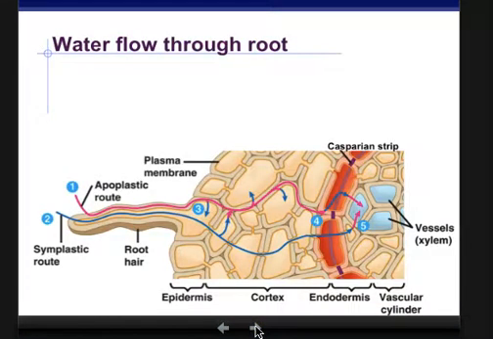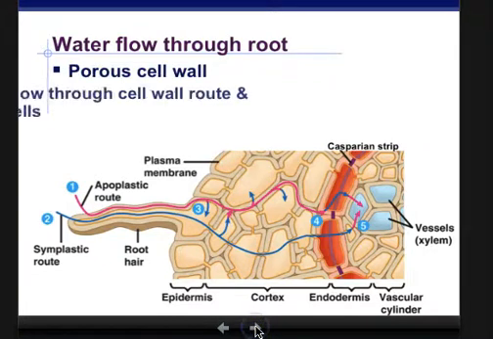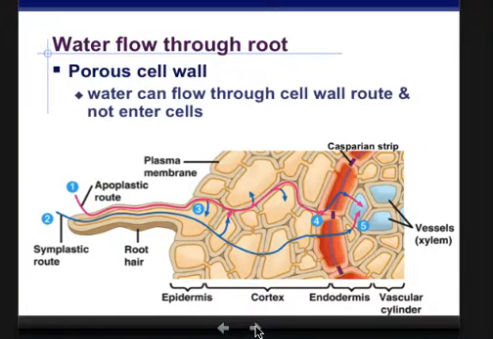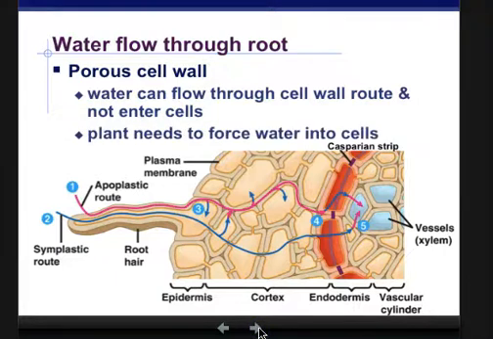Okay, so here let's talk about how water flows through the root. One thing that you may not realize about cell walls, which is kind of cool, is that water can flow through the cell wall and not enter cells. It can hang out in the cell wall. And plants need to find a way to force the water into cells. So water has two methods of flowing through the root.